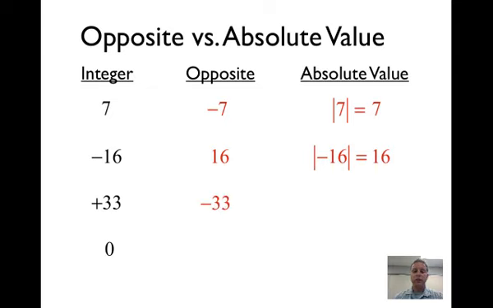That would be a -33. If we do the absolute value of +33, how far is it from 0? It's 33. Opposite of 0 is 0. Absolute value of 0 is 0.